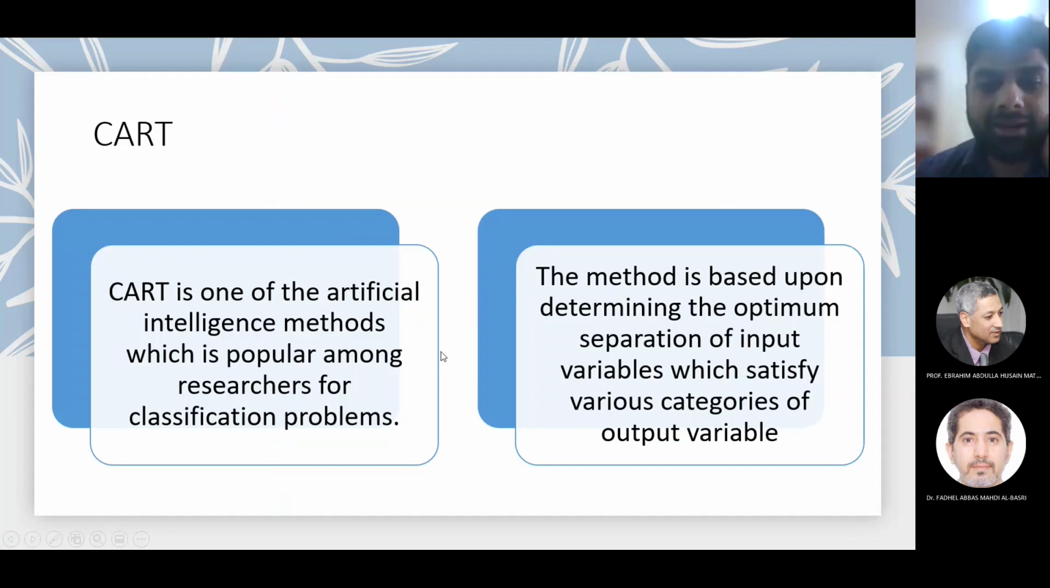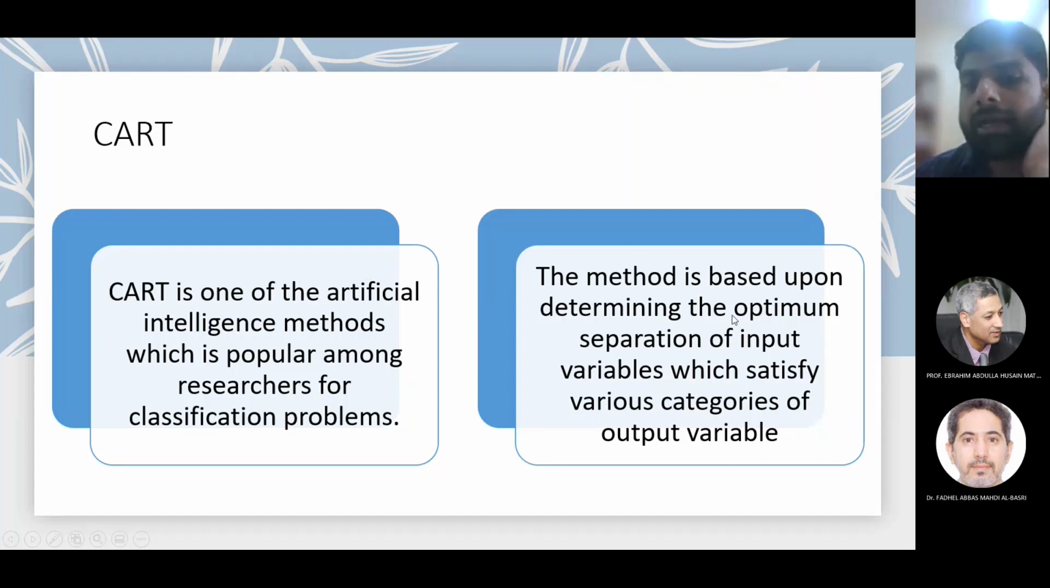Okay, so as I said earlier, we applied the CART technique to develop the model to distinguish between black spots and white spots. CART is part of the artificial intelligence family of methods, and it is popular among researchers for classification problems. That is its main strength. People have used it for prediction as well, but the main strength lies in classification.